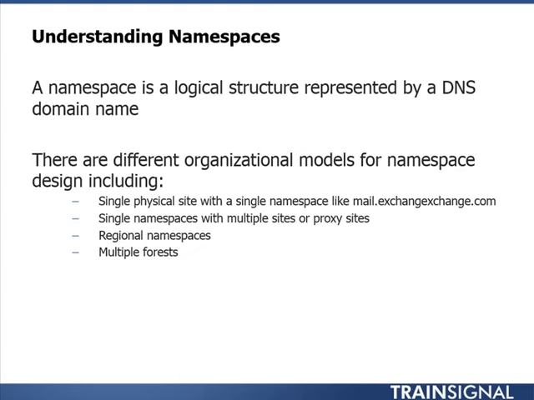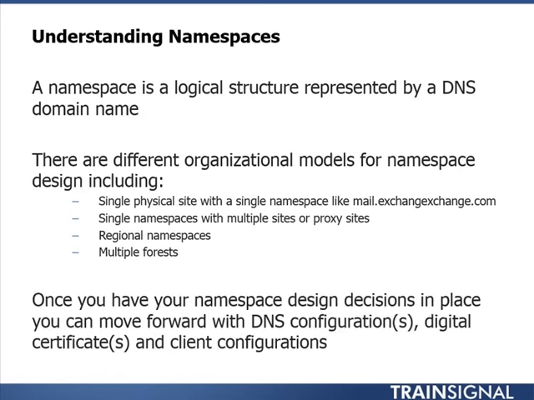So there is no one way to do this. It really depends upon what your circumstances are, what your needs are, and the layout really of your physical environment first, so that you can understand where you're going to map out your Exchange servers, and then of course make sure you choose a namespace model and design that matches up with your needs. Now, once you have your namespace design decisions in place, then you can move forward with DNS configuration or configurations, with your digital certificate or certificates, and with your client configurations.